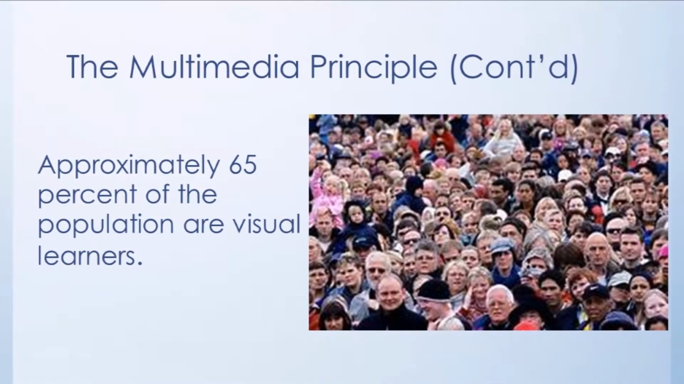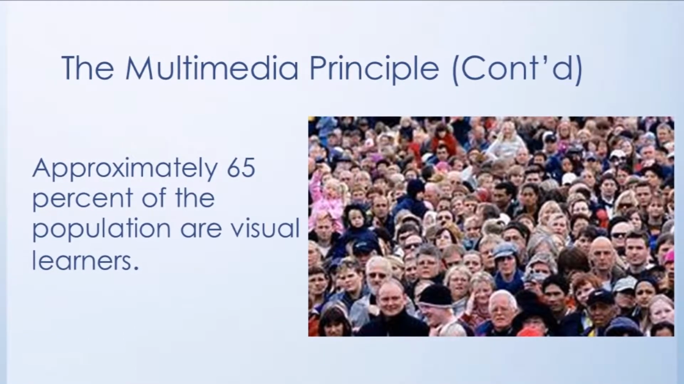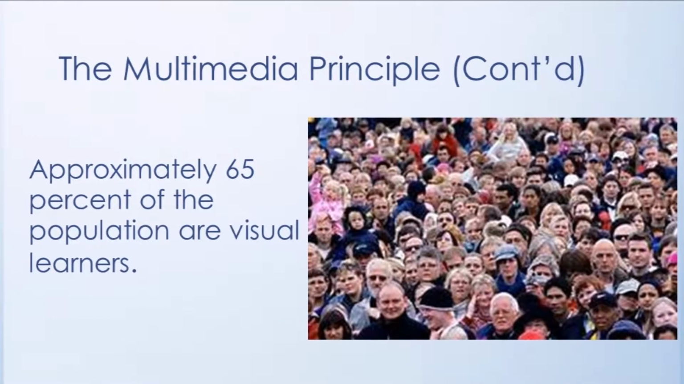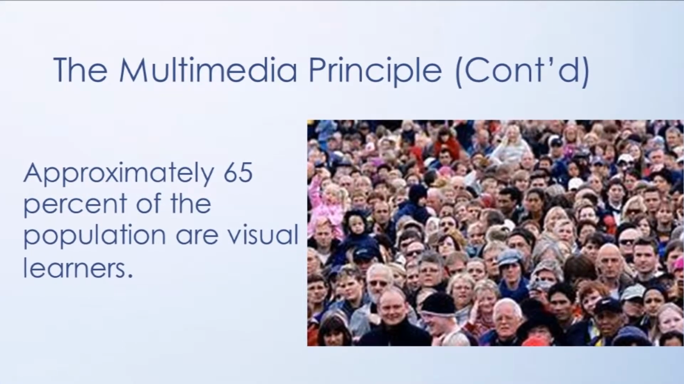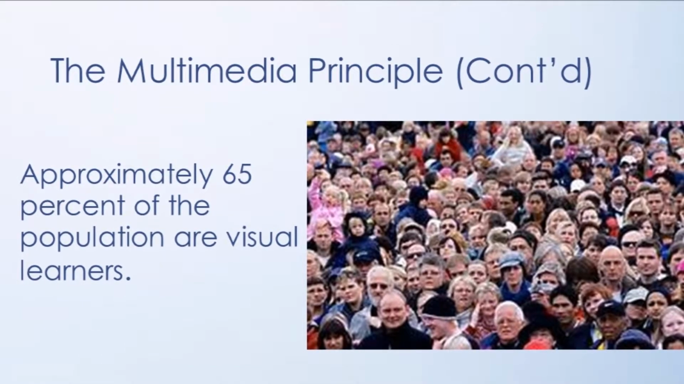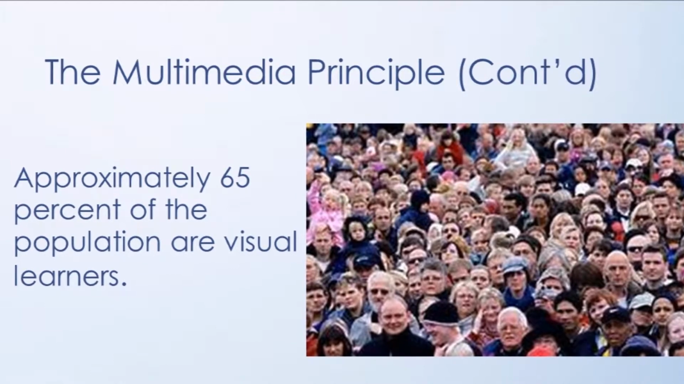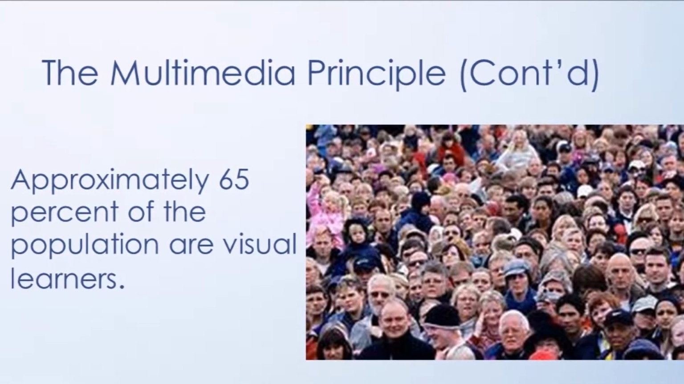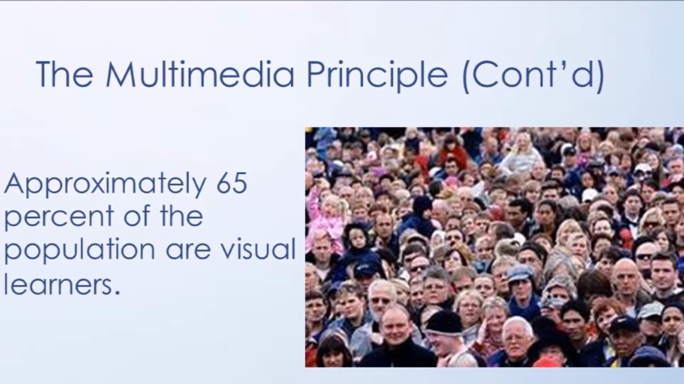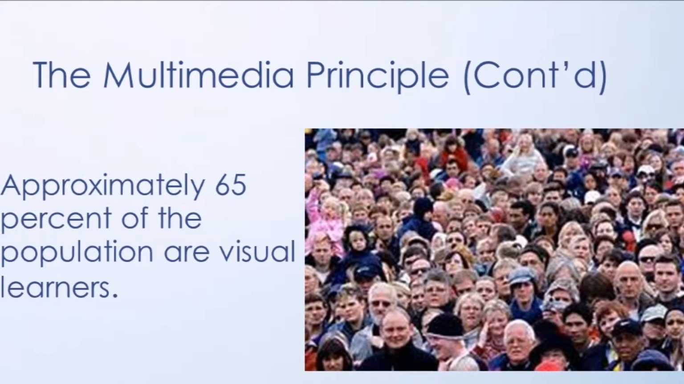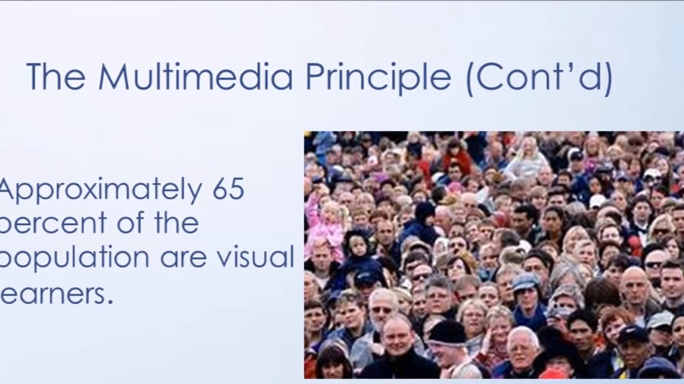In the article, Understanding Statistics of Visual Learners, it states that approximately 65% of the population are visual learners. In addition to that, the brain processes visual information 60,000 times faster than text. This information provides some insight into why adding pictures to text in a presentation will cause learners to grasp the information quickly and be more likely to retain the information because of the associated picture.